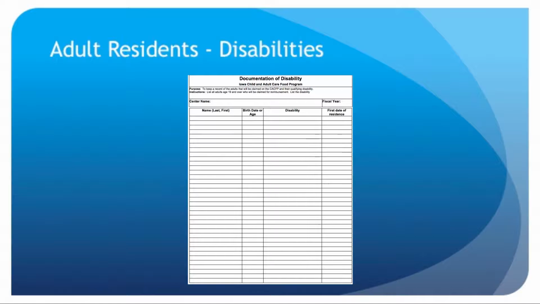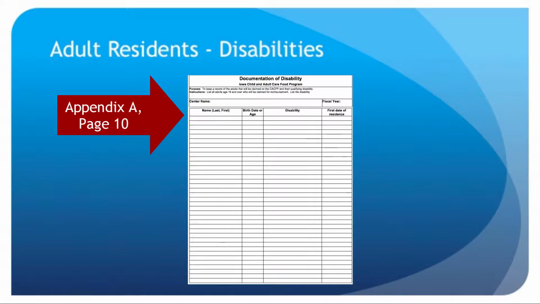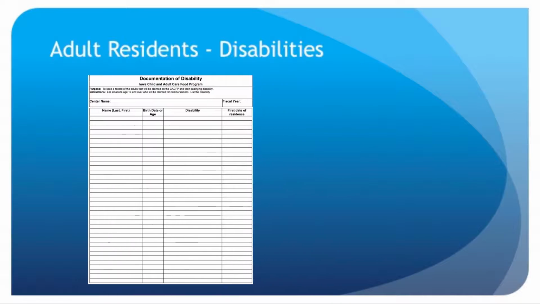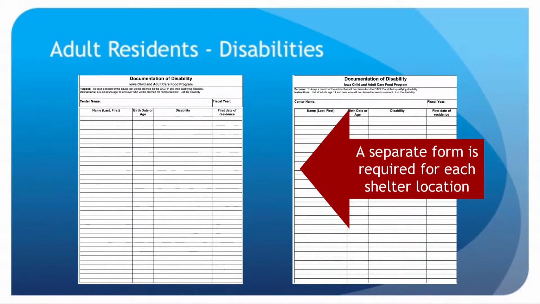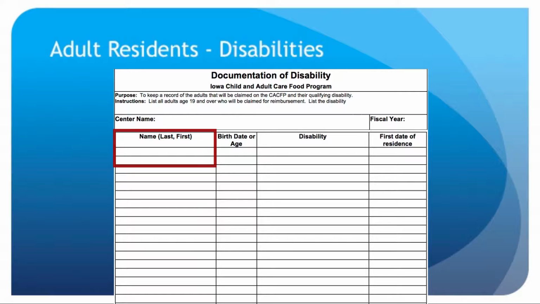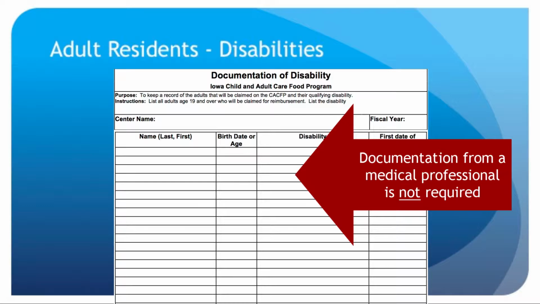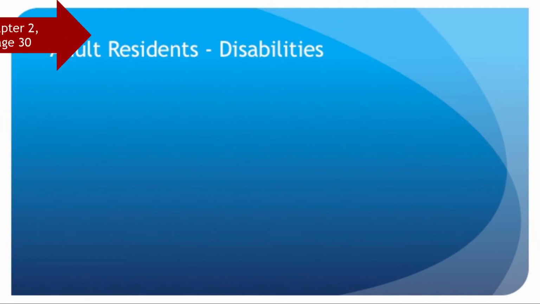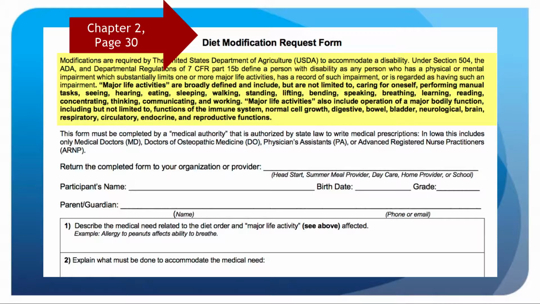It is required to document the disability for each adult who will be claimed. Use the documentation of disability form in the manual and update it each fiscal year. A separate form is required for each shelter location. The resident's first and last name, birth date or age, brief description of the disability, and first date of residence are recorded. Documentation from a medical professional is not required. Use the definition of disability from the Diet Modification Request form as a guide for identifying adults with disabilities.